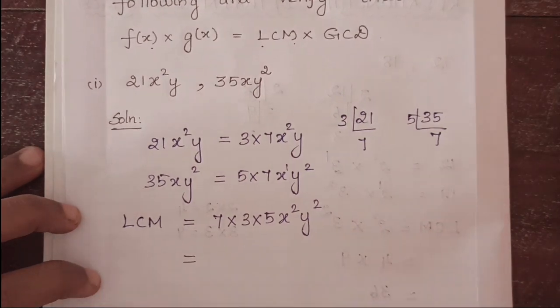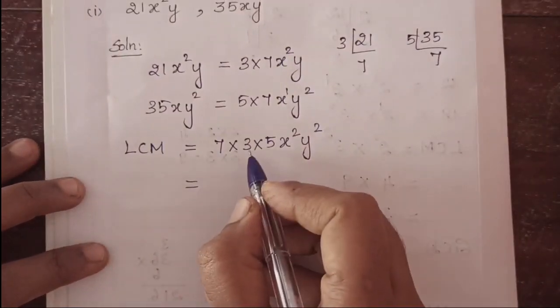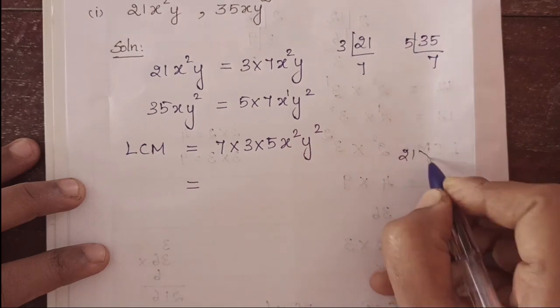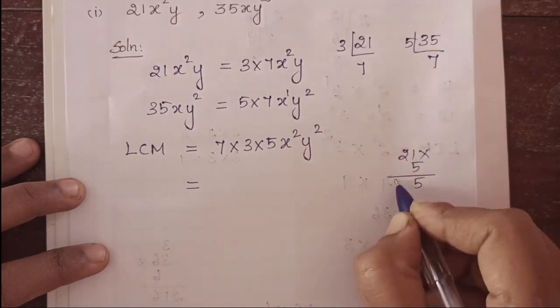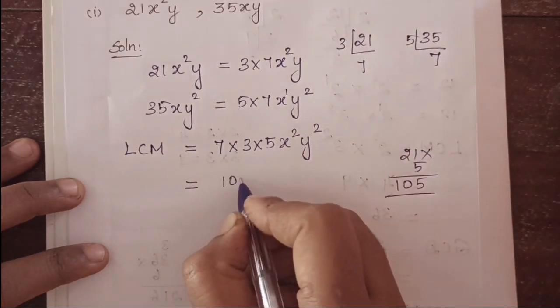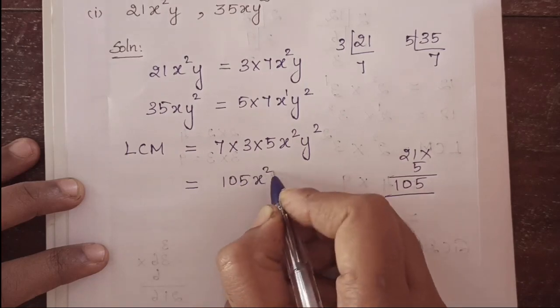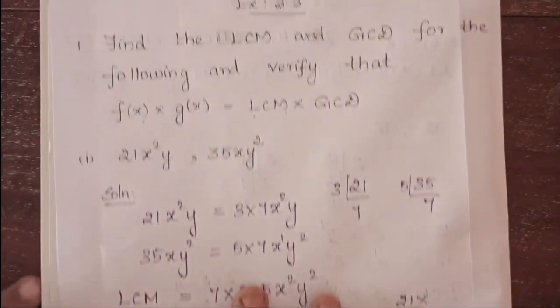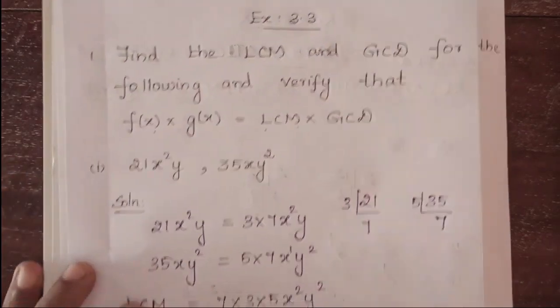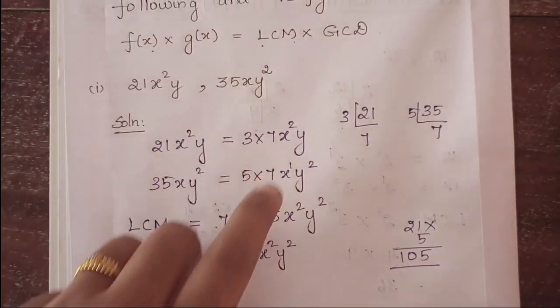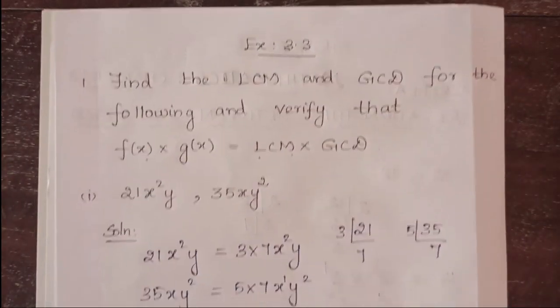So what is the answer? 7 threes are 21, and 21 into 5, 105. So the answer is 105 x square y square. The first thing is over, find the LCM. We got the answer like this. And now our aim is to find the GCD.